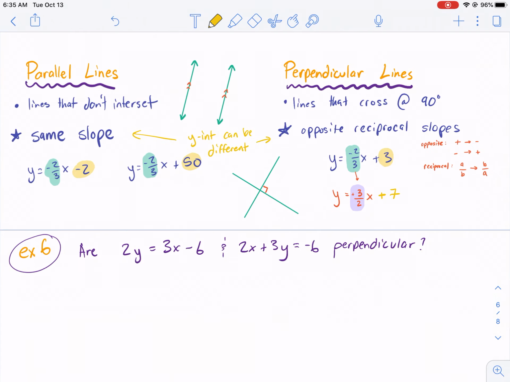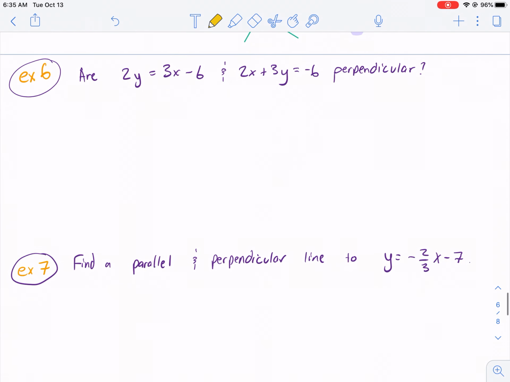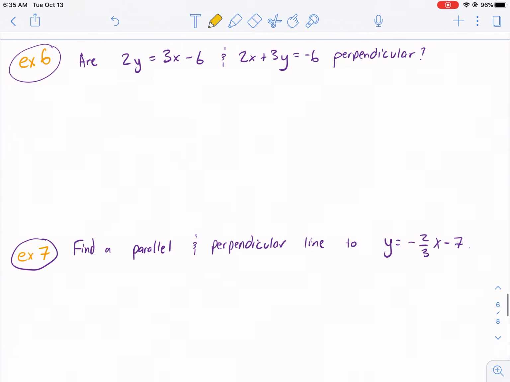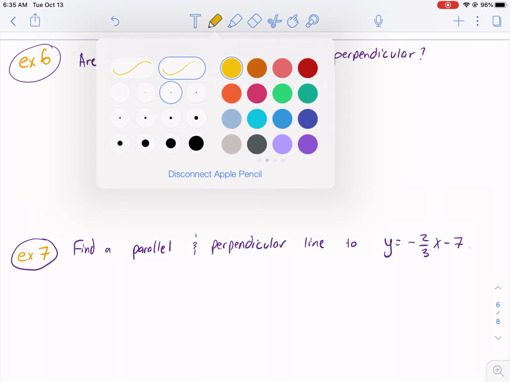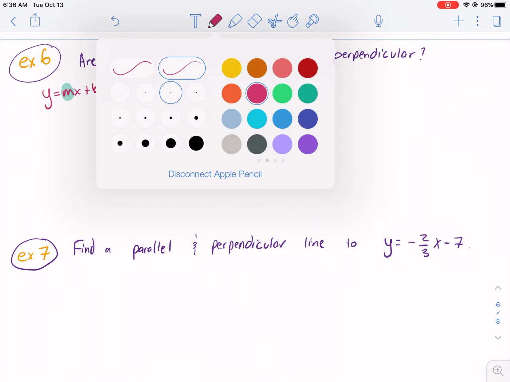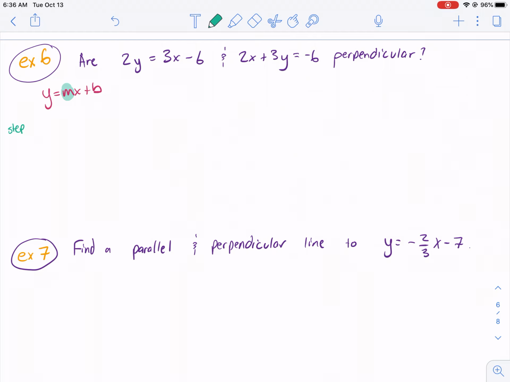So the important thing for a perpendicular line is that we have opposite reciprocal slopes. You can pause this if you need to take notes. Are 2y equals 3x minus 6 and 2x plus 3y equals negative 6 perpendicular? Well, like we showed before, the first thing we want to do is get it into slope-intercept form. This is the easiest form to see what the slope is. That's why it's called slope-intercept form. So step 1 is get into slope-intercept form.